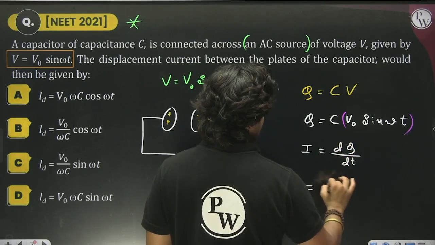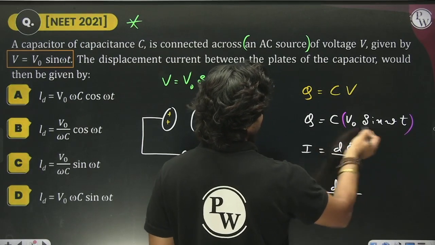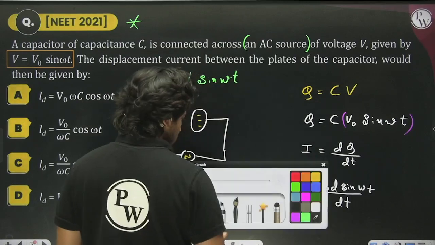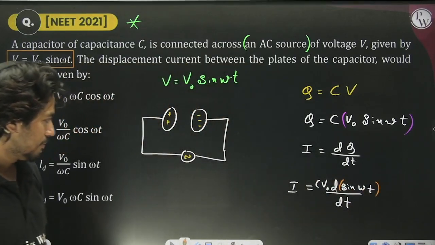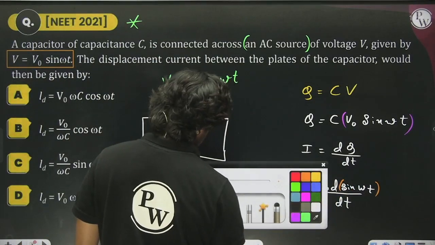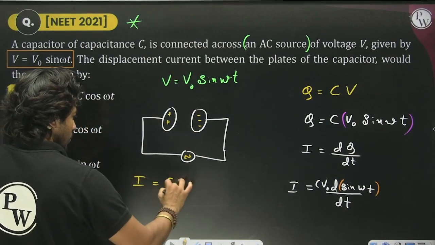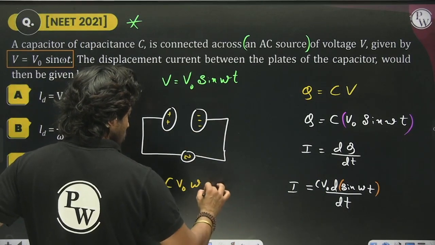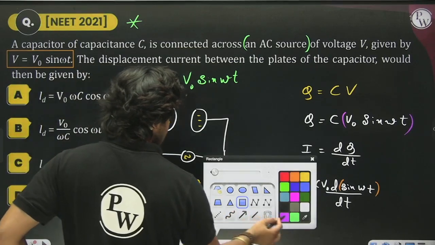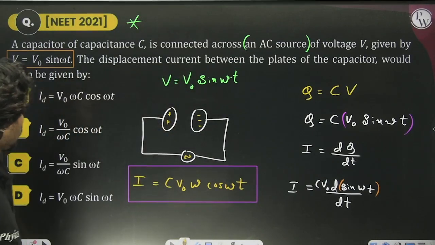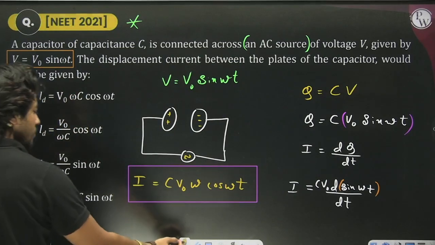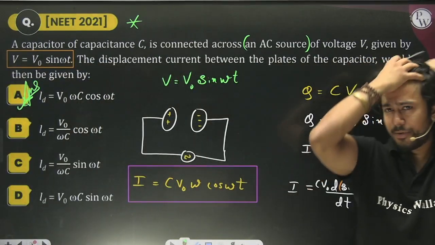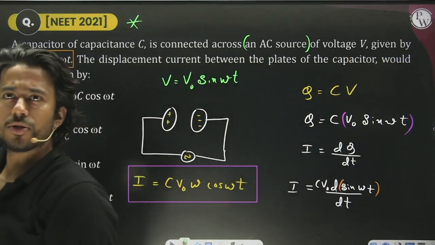So what is dq by dt? It's d by dt of Q. Now C and V naught come out of the expression, leaving sine of omega t. Differentiate this expression. What do you get? I equals C V naught omega cos of omega t, since the differentiation of sine is cos. This is the expression for the displacement current. It matches option A, so this is the answer. Is this point absolutely clear?